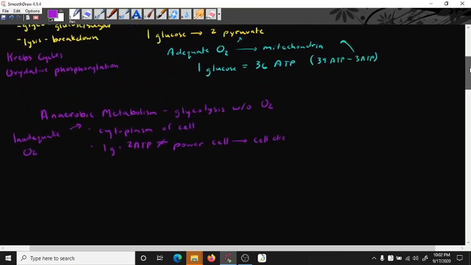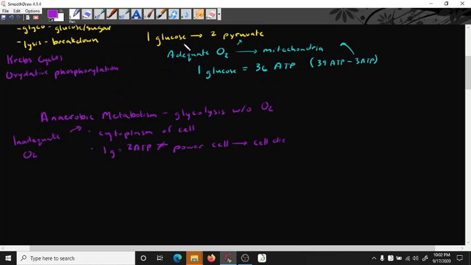If we think about and look at this difference, look at the difference between aerobic metabolism. You get aerobic metabolism, it's going to produce you 36 ATP versus anaerobic producing 2 ATP. And this is per 1 glucose.